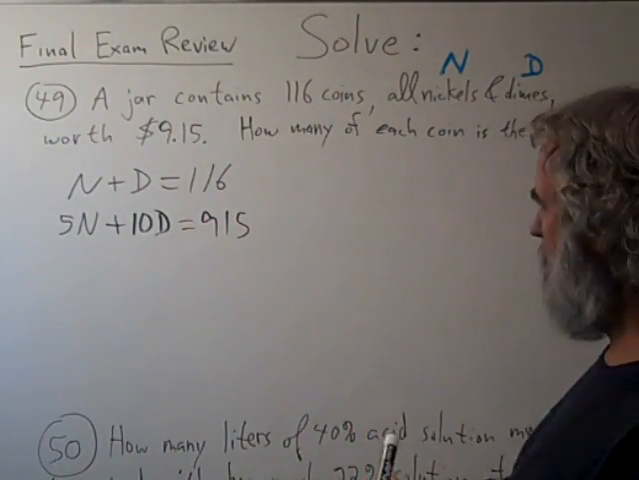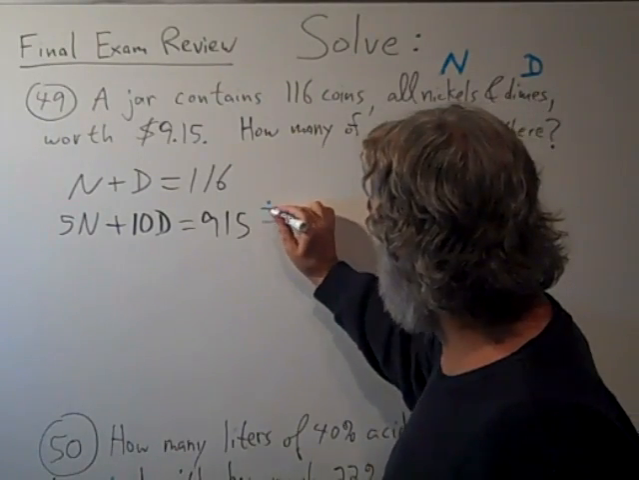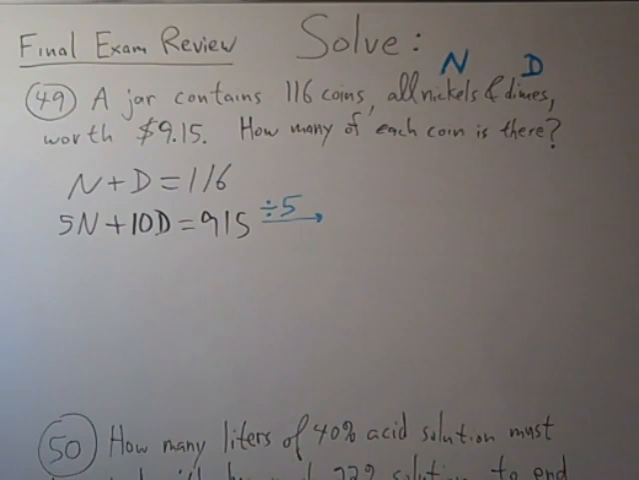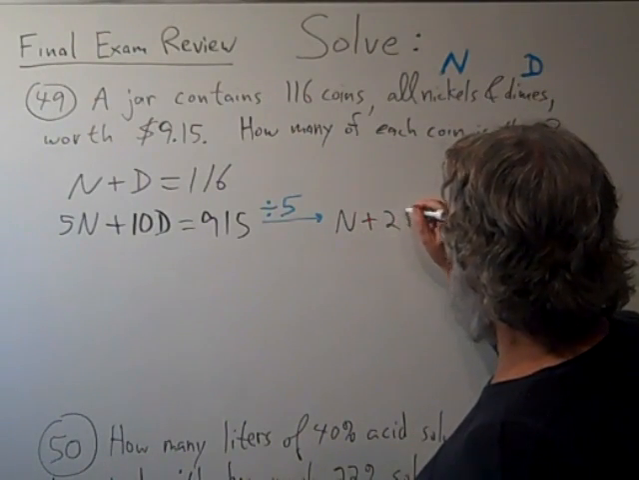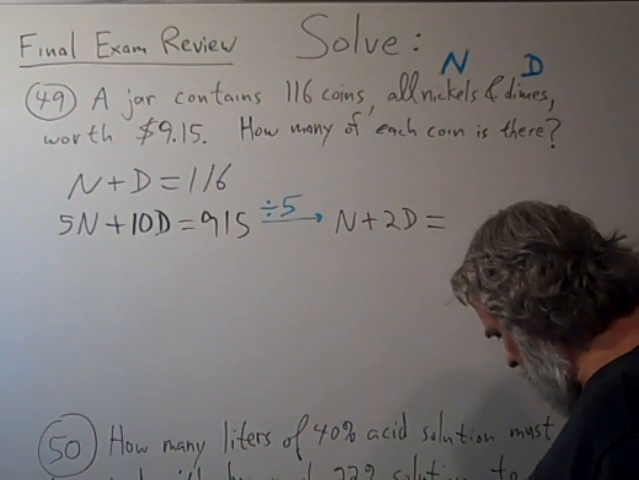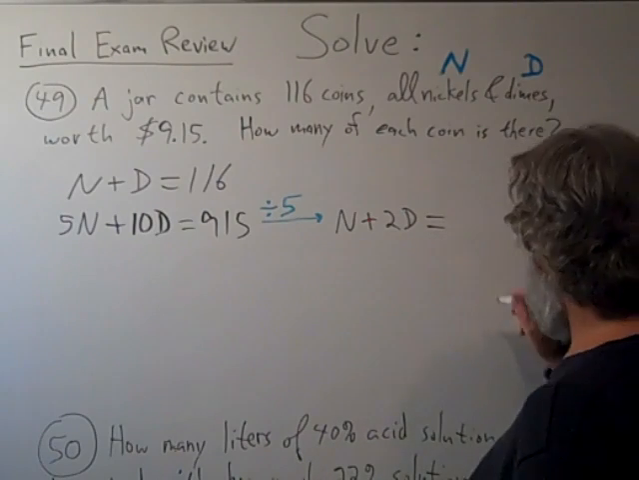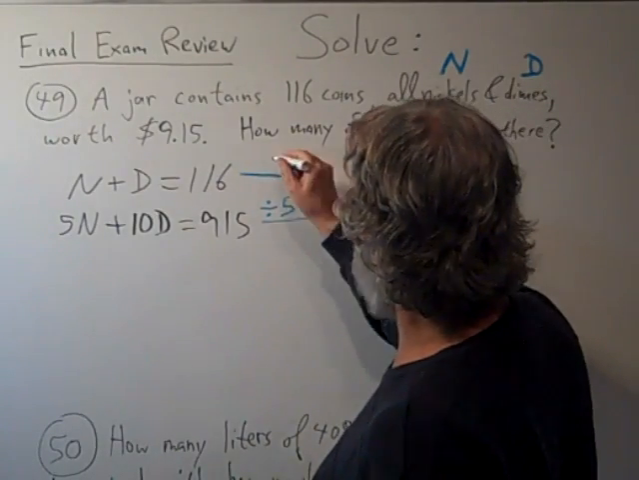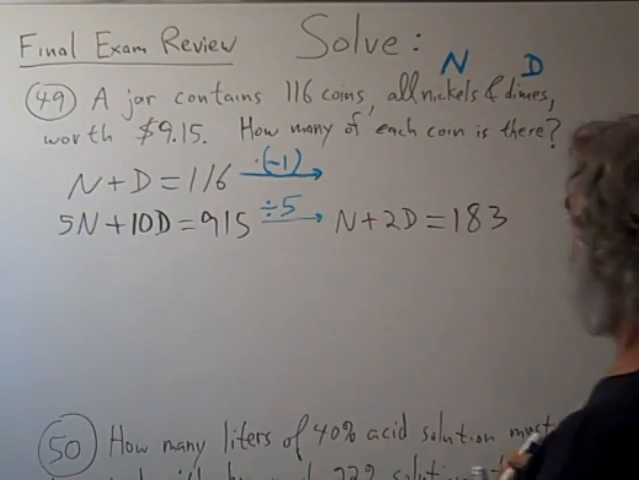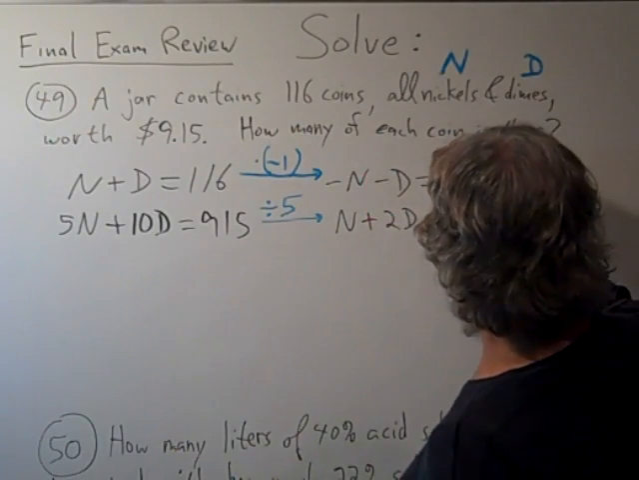And I'm going to start by dividing that second equation by 5 to make the number smaller. So we end up with n plus 2d equals 915 divided by 5, which is 183. Now, we can eliminate n very easily here if I multiply the top equation times minus 1. So let's do that. You get negative n, negative d equals negative 116.